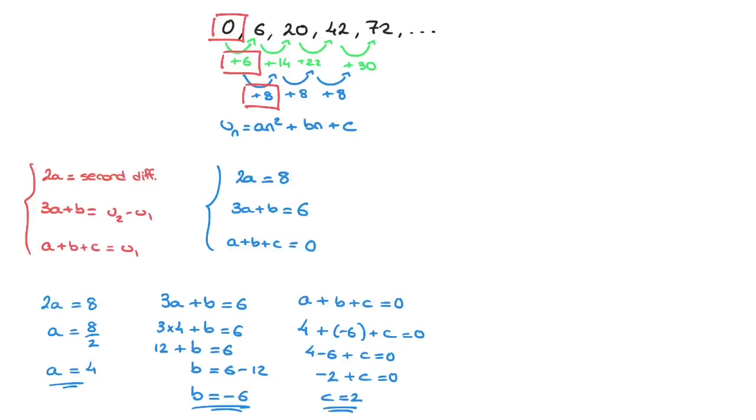And we're done. All we need to do now is to actually write this sequence's formula, and that would be un equals 4n squared, so I've used the value of a, plus negative 6n, which is just minus 6n. That's our value of b, plus 2, which is the value of c. And we're done. And so that's how we can find the formula for the nth term of a quadratic sequence.